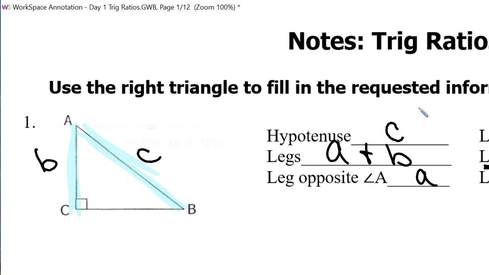And the leg adjacent to angle B, so now if I look at the 2 sides that make up angle B, angle B is formed by the horizontal segment and the hypotenuse. So the adjacent leg would have to be this side right here, and that is side A, so lowercase a.